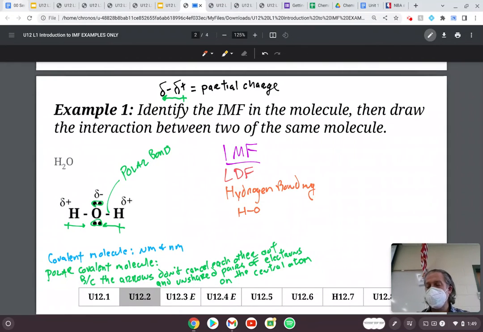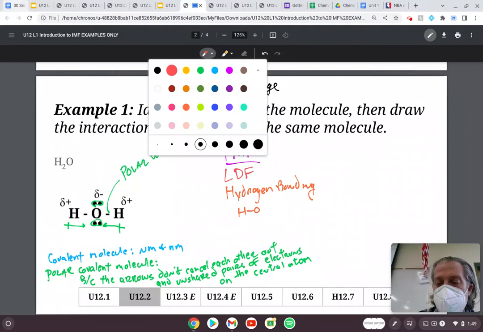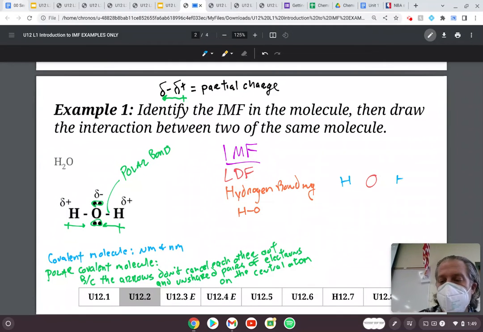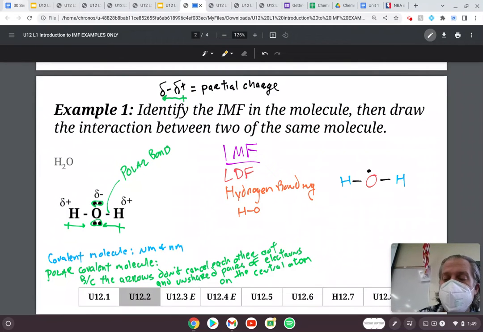So now the next thing that we're going to do here is draw two of these molecules and show how they're attracted to one another. So I'm going to draw the first molecule like this. And I'm going to show that the oxygen is bonded to the hydrogens. There is a delta negative charge here, a delta positive charge here, and a delta positive charge here.